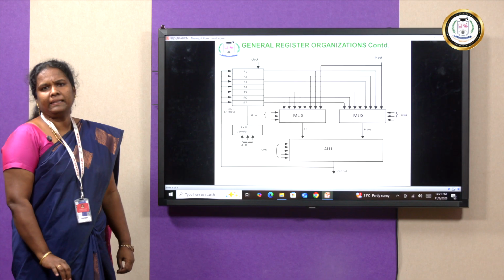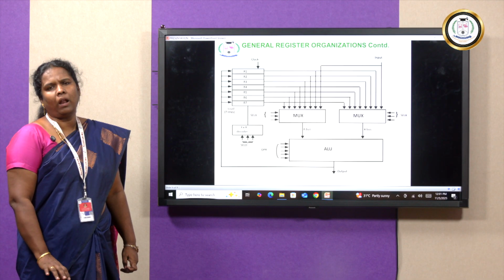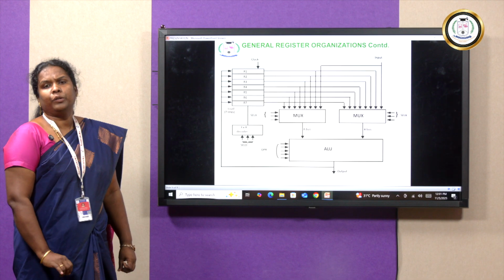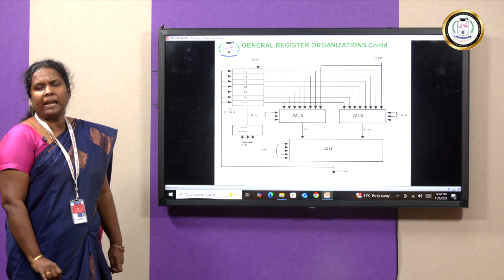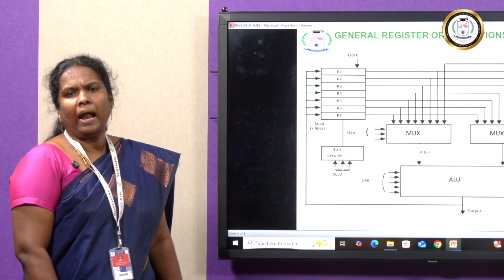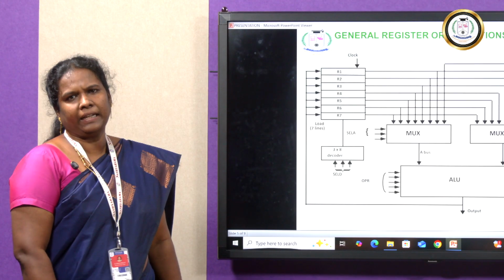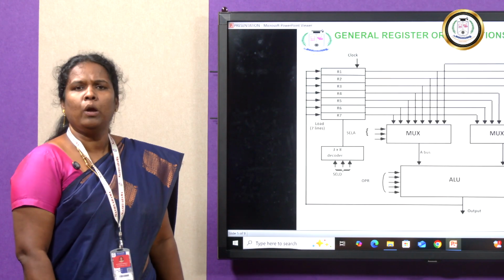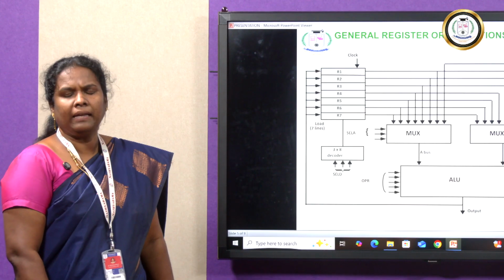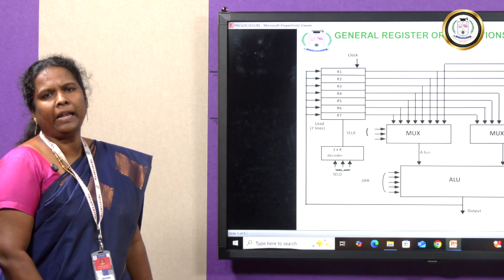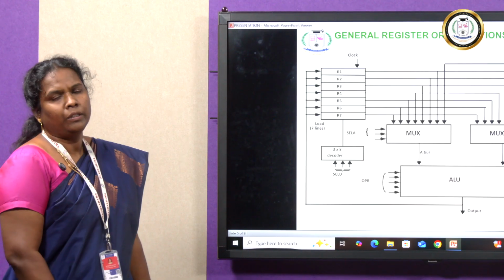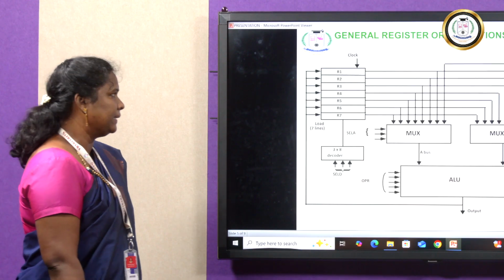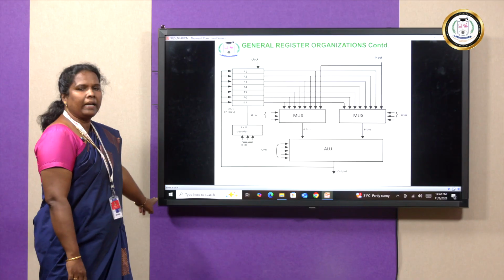We know a multiplexer is nothing but many inputs and one output. The number of input lines to a multiplexer is 2 power n, where n is the number of selection inputs. Whatever the number of input lines and selection inputs, the output is going to be 1 for a multiplexer. Based on the selection input value, any one of the inputs to a multiplexer will be connected to the output. Here we have 2 multiplexers, and both are connected to all the outputs of the registers.